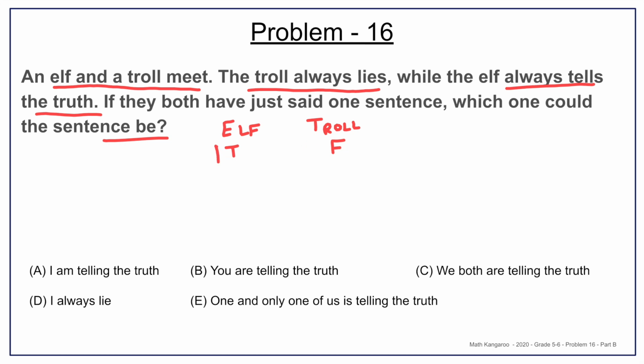So if any of the statements they said follows this pattern, that could be just one sentence and that could be our answer. Let us go through the options one by one. Let's see option A.